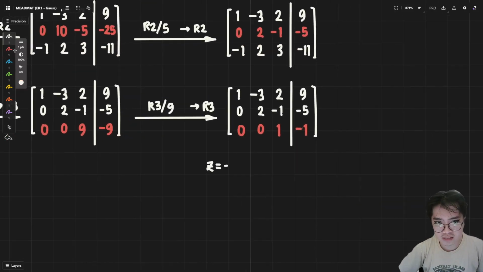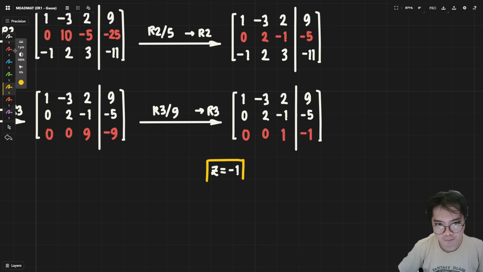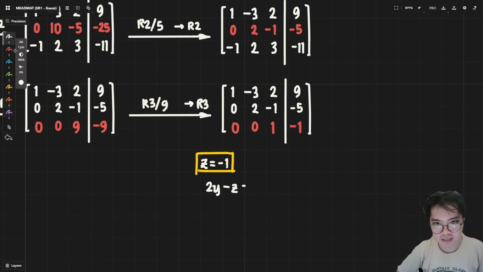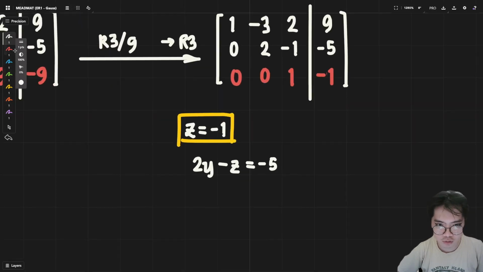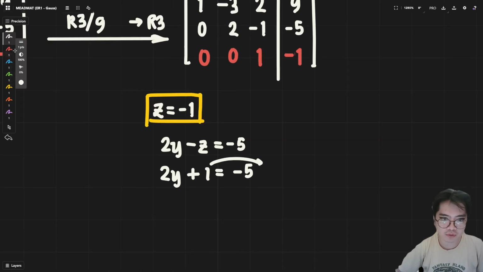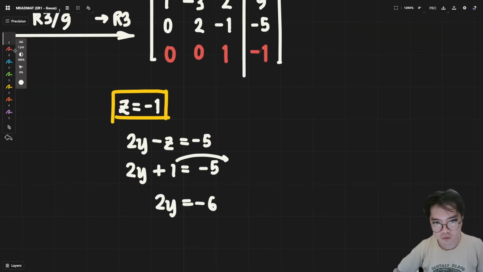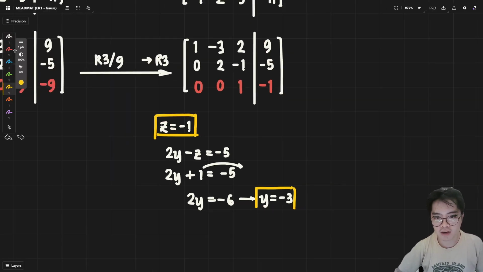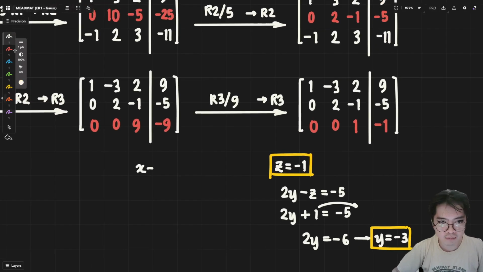As you can see, z is equal to -1 because of this equation right here. Good. And then now we see that on the second equation, we will have 2y minus z is equal to -5. So we can just substitute our value of -1, 2y plus 1 is equal to -5. Lipat sa kabila, we will have 2y is equal to -6, which means our y value is -3.